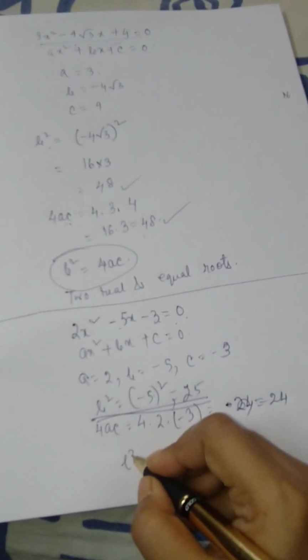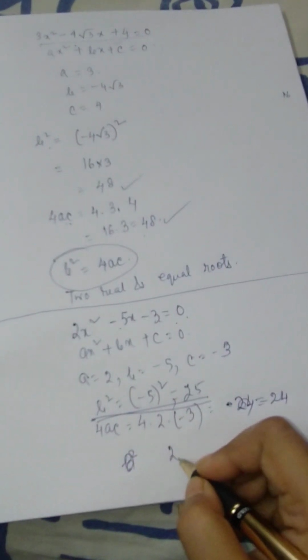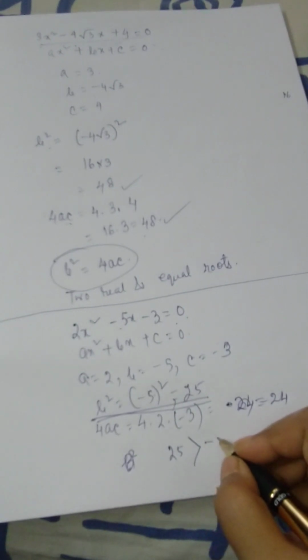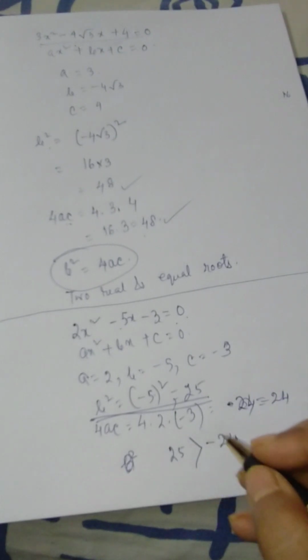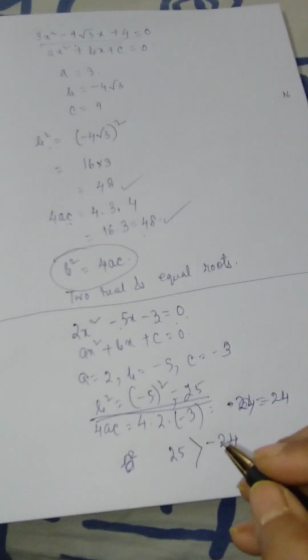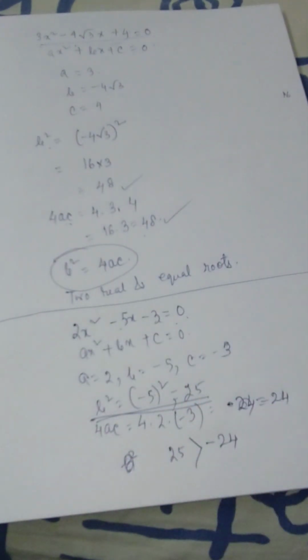much greater than 4ac, which is minus 24. Okay, so here also we can say that this quadratic equation also has two real and different roots.